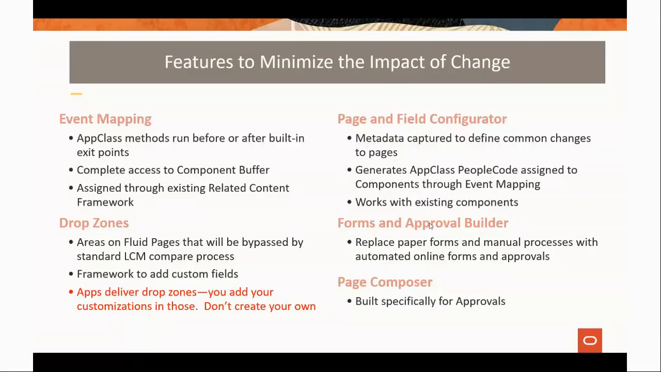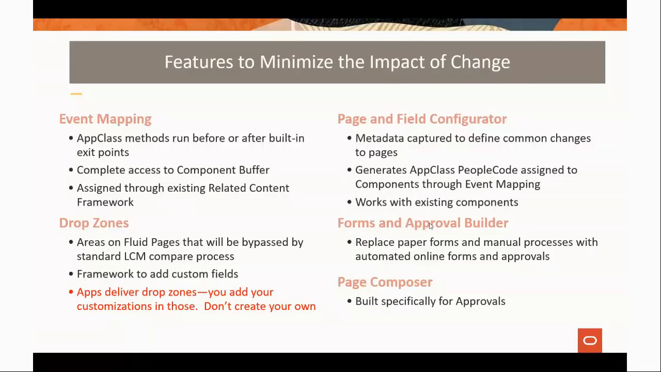So the next one I want to talk about is event mapping. Event mapping lets you inject your custom code either before or after our events that we deliver. At this time, you can't delete the delivered code or replace it with your event maps, but you can effectively override it. So you get a choice when you're creating an event mapping method. You can say, I want this to run before the delivered PeopleCode or after the delivered. It gives you complete access to the component buffer, so you can address all sorts of things.